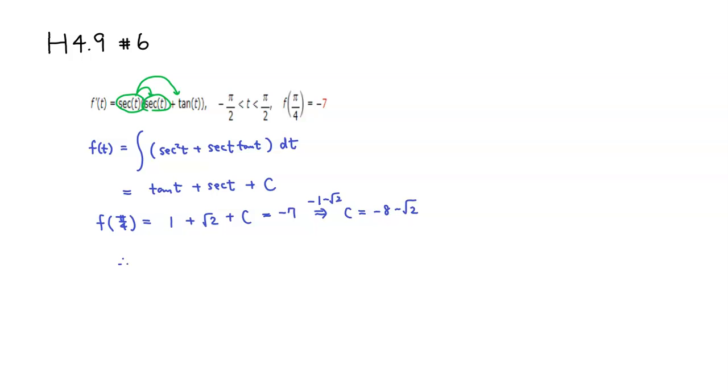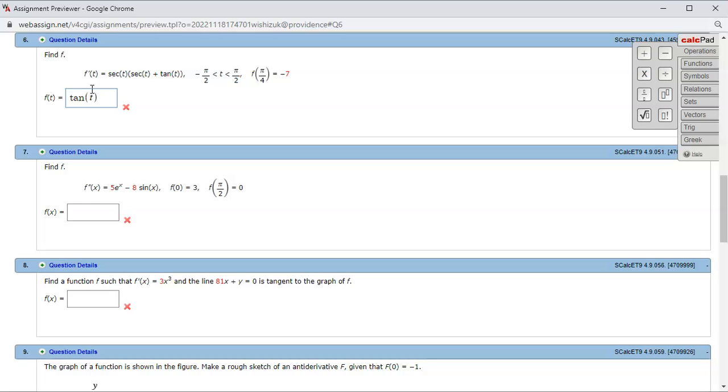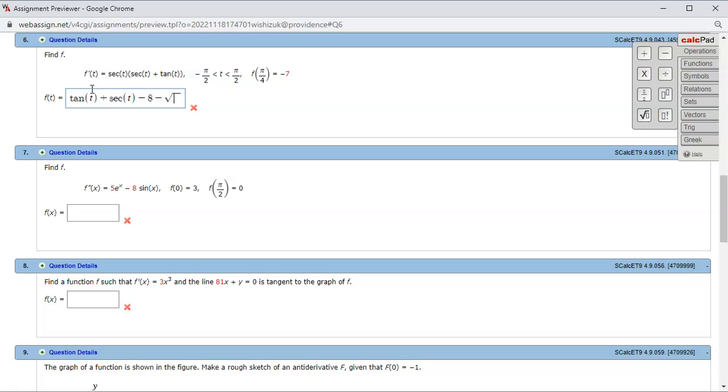So therefore, we have a complete formula for f of t, which is tangent of t plus secant of t minus 8 minus square root of 2. So let's type it in. We have tangent of t plus secant of t minus 8 minus square root of 2.